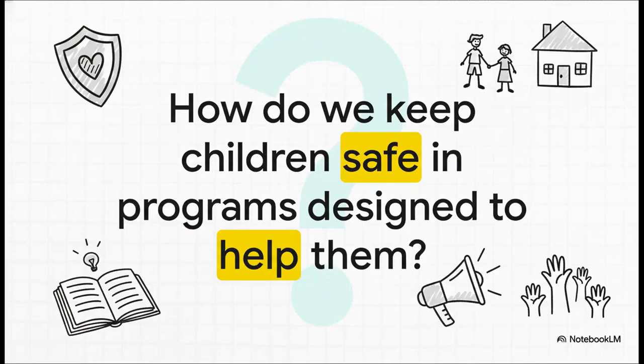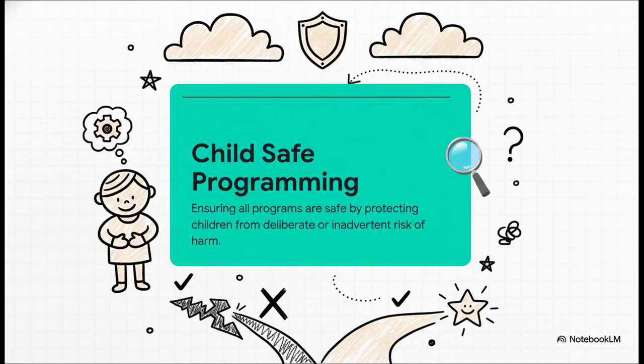It really all comes down to this massive challenge. How do you make sure that any activity you're running, whether it's for education or humanitarian aid or advocacy, doesn't just avoid causing harm, but actually helps create a safer environment for kids? So here's the official definition. It's about making sure everything an organization does is designed to protect children. But the key words here are deliberate and inadvertent actions. And that last part, that's the real game changer.